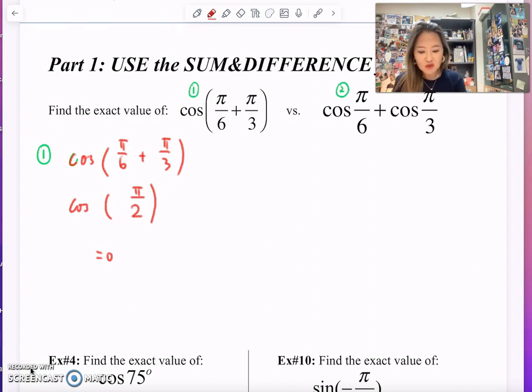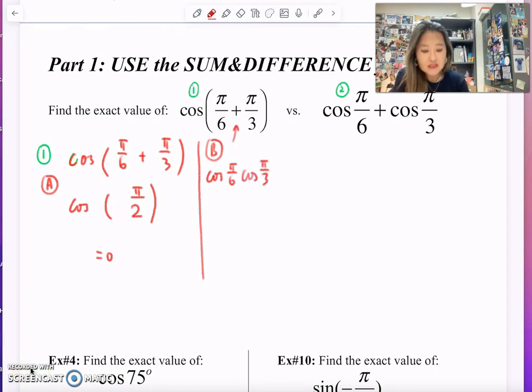So we've already done this one two ways. So A way, and we're going to do a B way using the S&D, which is sum and difference, okay? Sum and difference, which formula should you apply? You should apply this one. It's a cosine, so you know it's going to be cosine pi over 6 cosine pi over 3. But wait, it's a plus. So you know for sure it's going to be minus sine pi over 6 sine pi over 3.